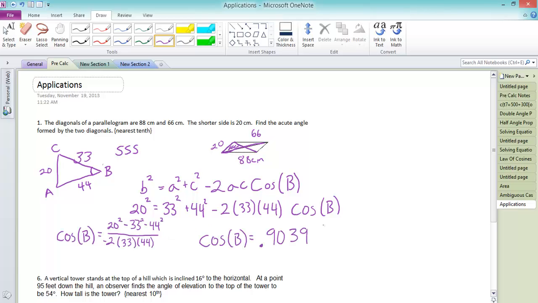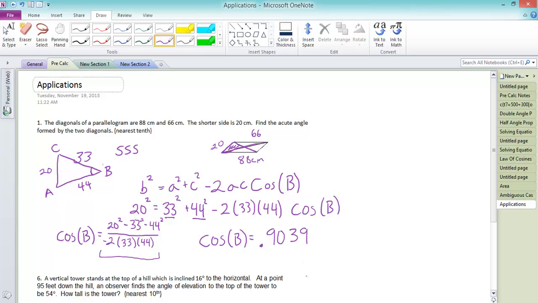Okay, welcome back. So when I solved for the cosine of B, I subtracted over the 33 squared and the 44 squared, and then divided by negative 2 times 33 times 44. So that's all over here. When I typed all of that into my calculator, I got 0.90392566198. I just wrote this.